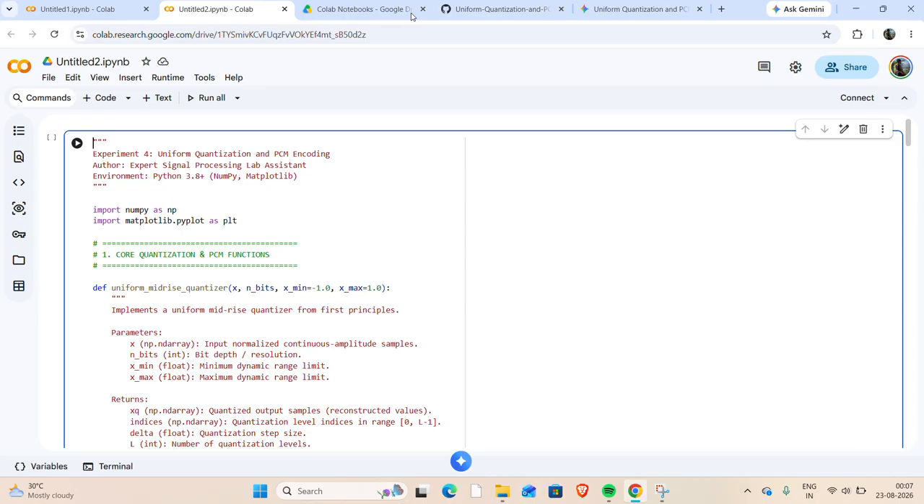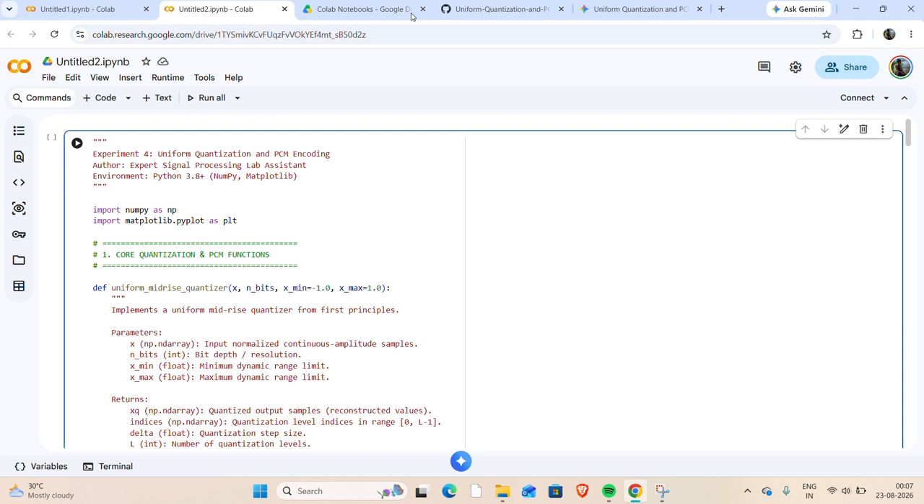The theoretical SQNR for a full-scale sinusoidal signal is approximately 6.02n + 1.76 dB. Therefore, when we increase the number of bits, the SQNR would increase and the quantization error should decrease. In the visualization we generate four main results.